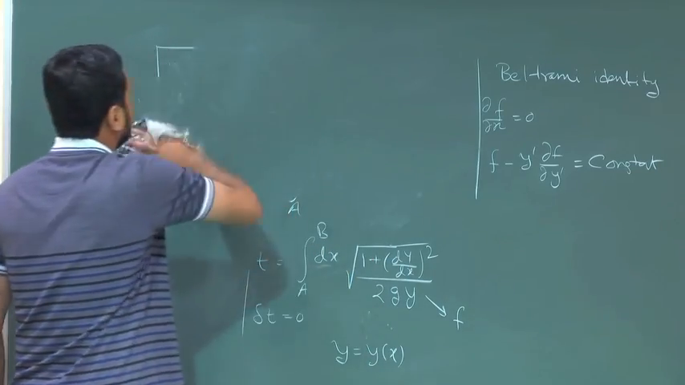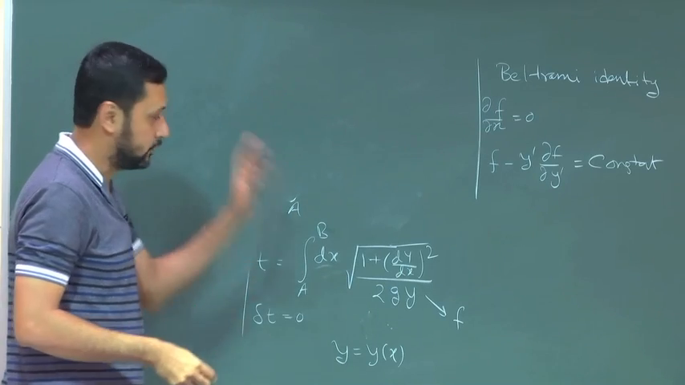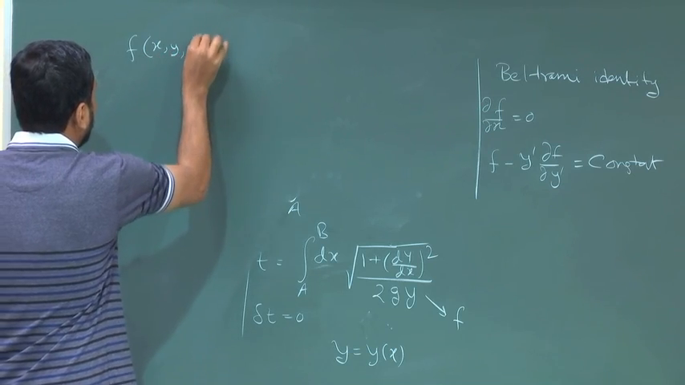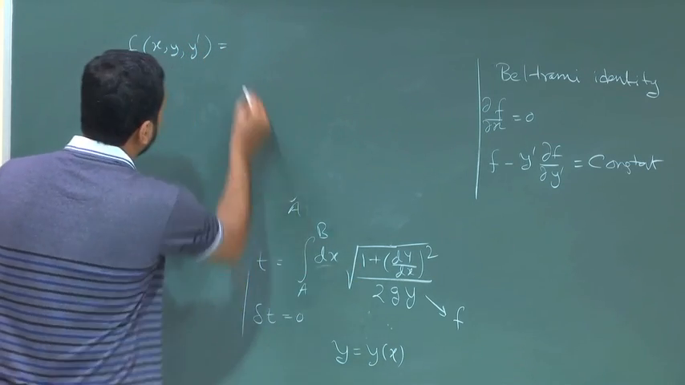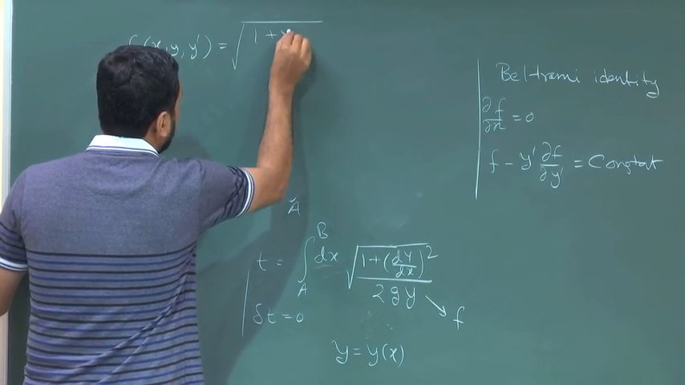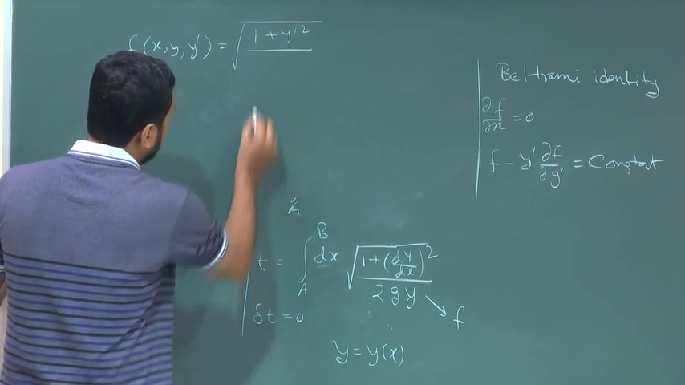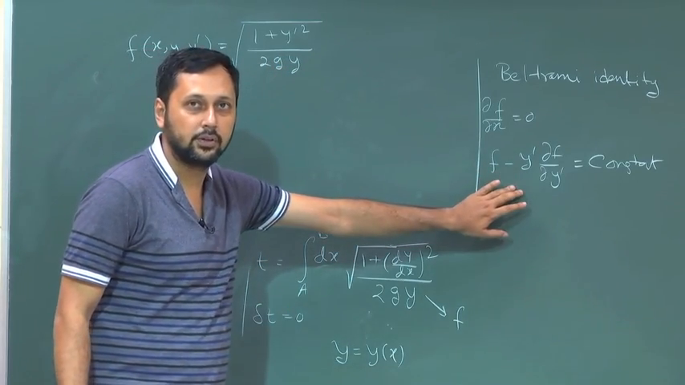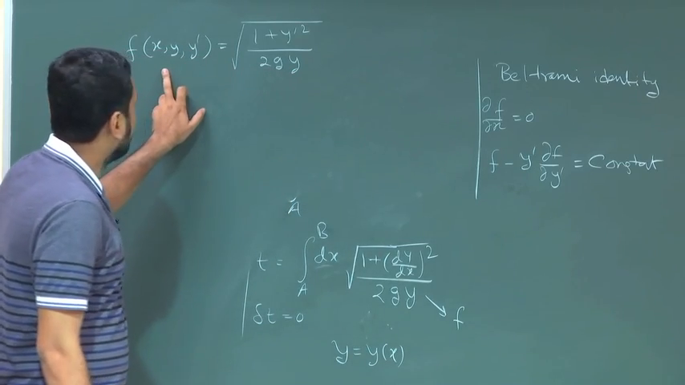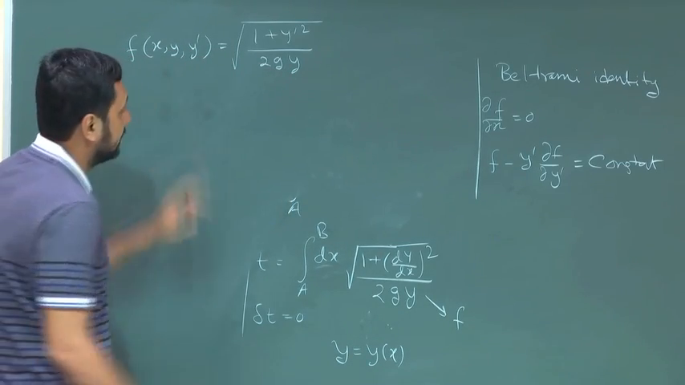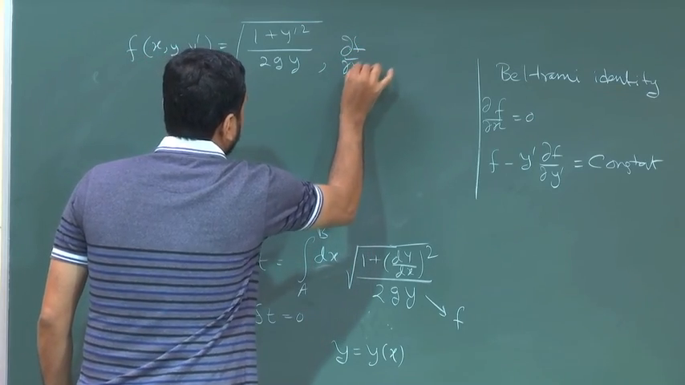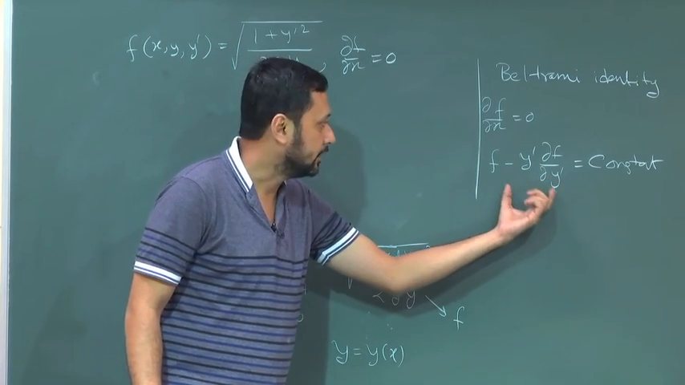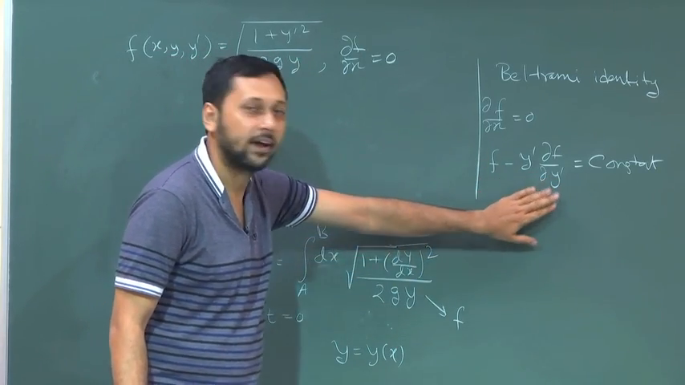So, I will just remove this figure, I will draw it again if necessary. So, f of x, y prime is this one, which is given by root over 1 plus y prime square divided by 2gy. And now comes the Beltrami identity into the question. See, f is not an explicit function of x. So, that means del f by del x is equal to 0, and from the Beltrami identity we know that we can write it in this particular form. We can use this identity actually.